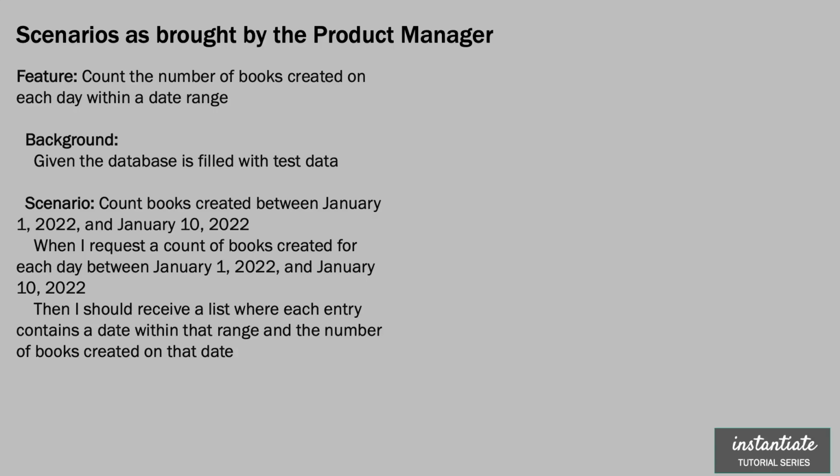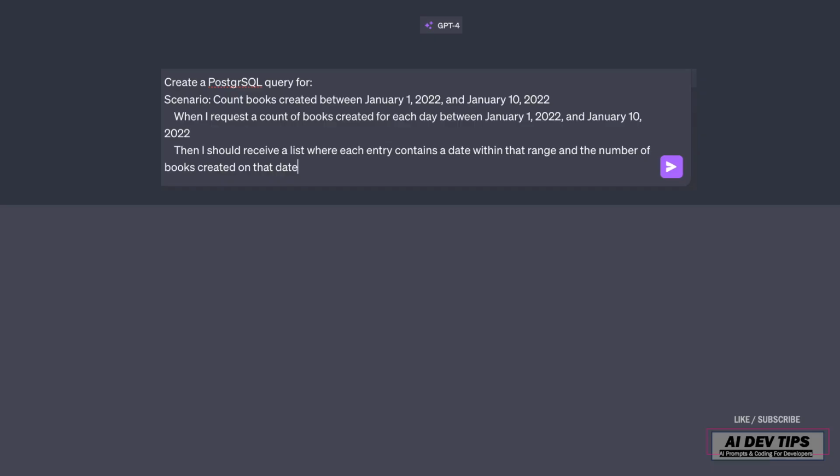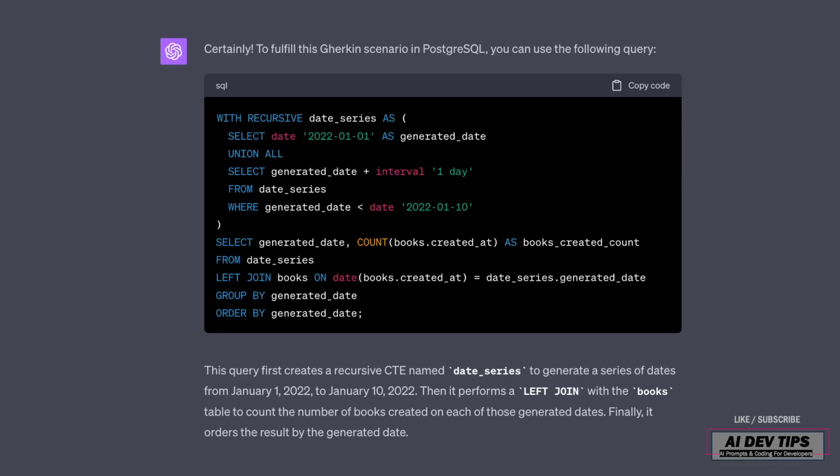Let's do a more complex scenario that is time-based, because this is something that you may need sometime, to count items created, or books in this case, between January 1st, 2022 and January 10th, 2022. When I request count of books between that time range, then I should get a corresponding list of books. And here we see we get a really interesting query back, and this would be pretty complex for most people to just kind of come up with, unless maybe you're a database expert already.